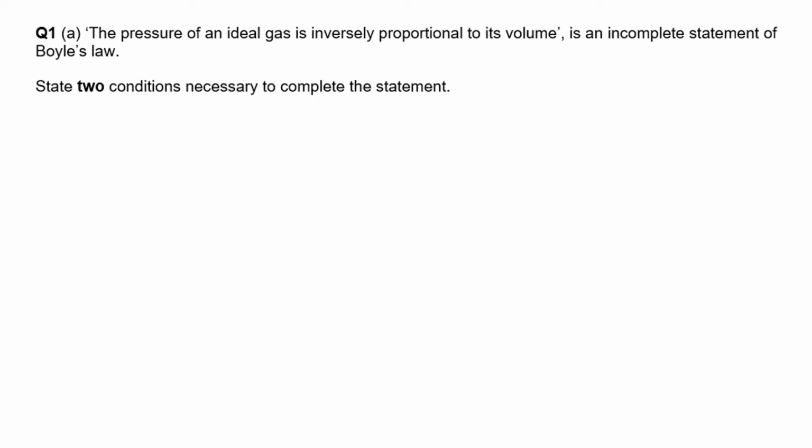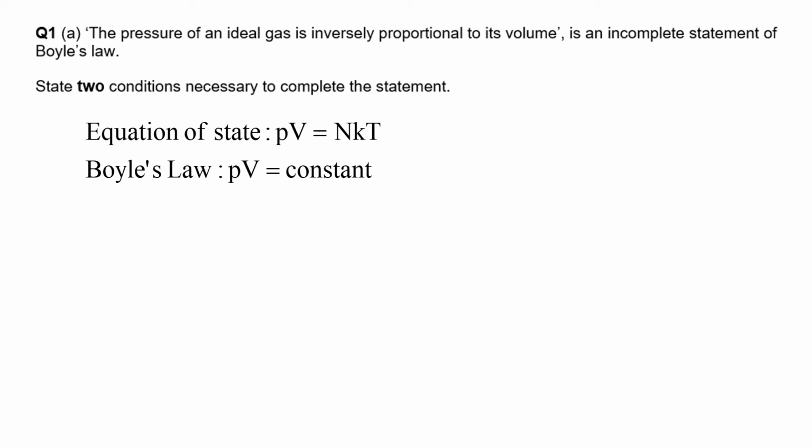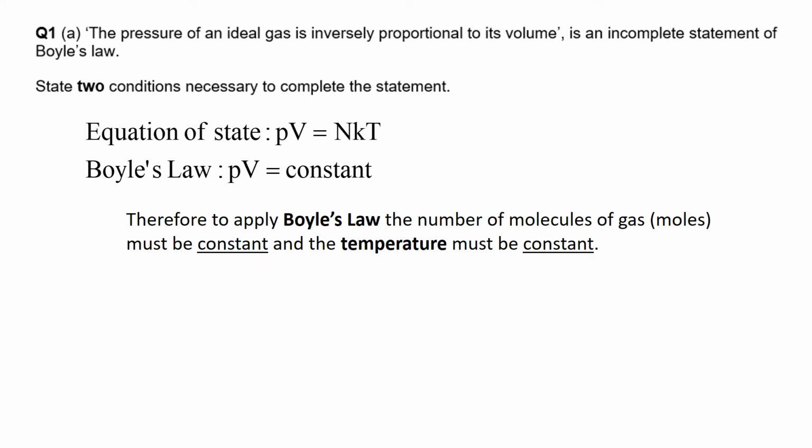I'm going to use the equation of state, PV equals NkT, to explain this. So we know that PV is equal to NkT. If we want to make PV equal to a constant, or essentially pressure inversely proportional to volume, we can see from the equation that we need to keep temperature the same, and we need to keep the number of molecules or the number of moles of gas the same as well.